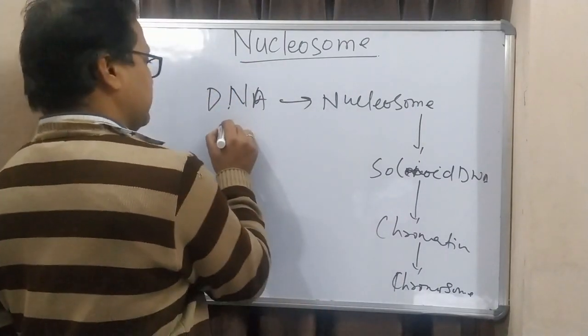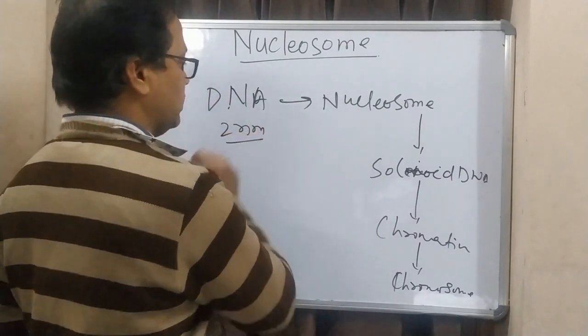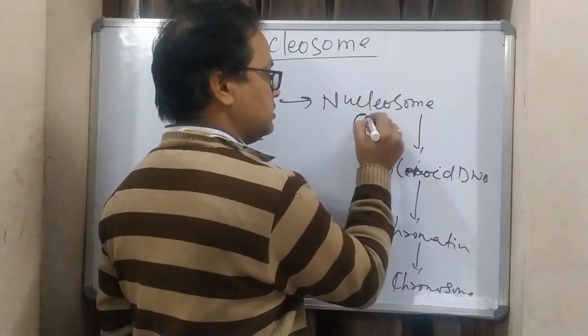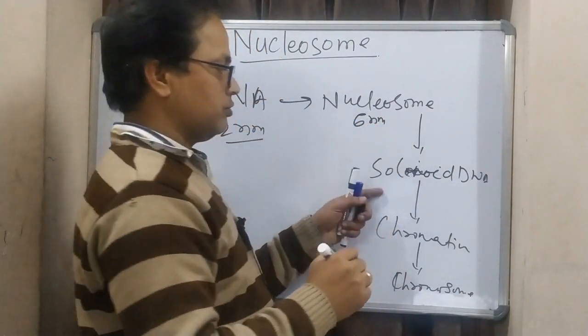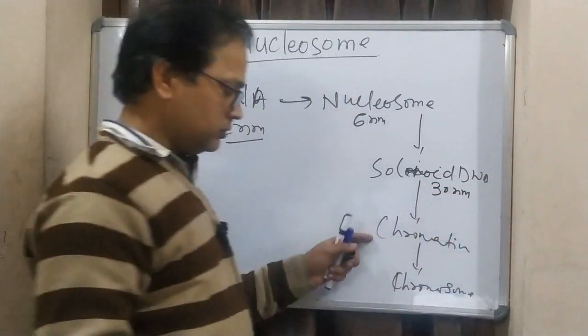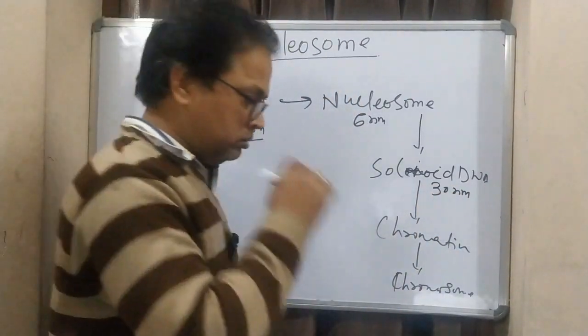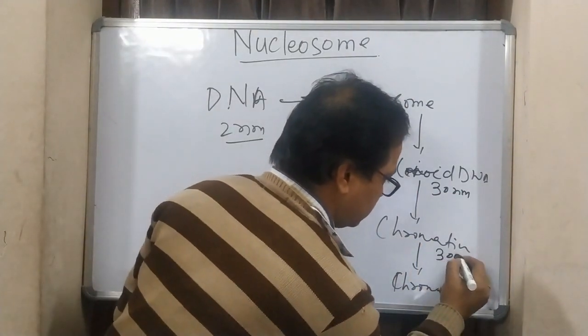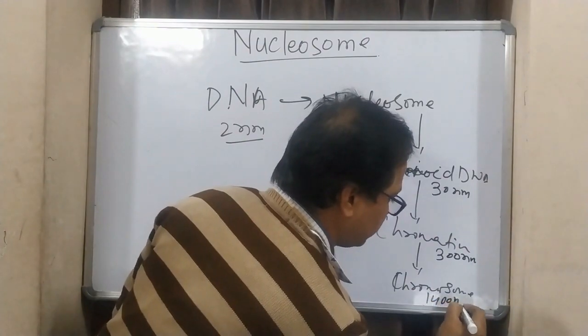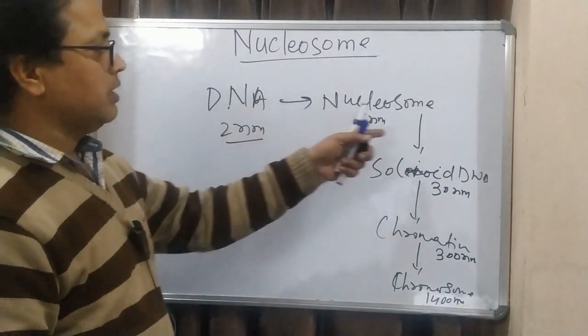The diameter for DNA was 2 nanometer. The diameter for the nucleosome is 6 to 7 nanometer. The diameter for solenoid DNA is 30 nanometer. The diameter for chromatin is 300 nanometer, and the diameter for the chromosome is 1400 nanometer. So this is the sequential arrangement.